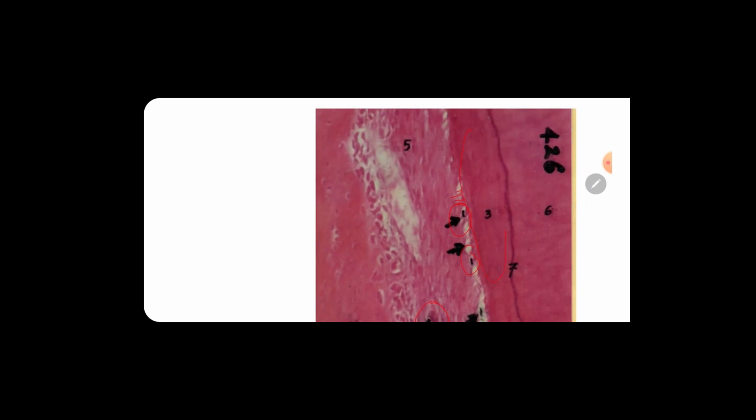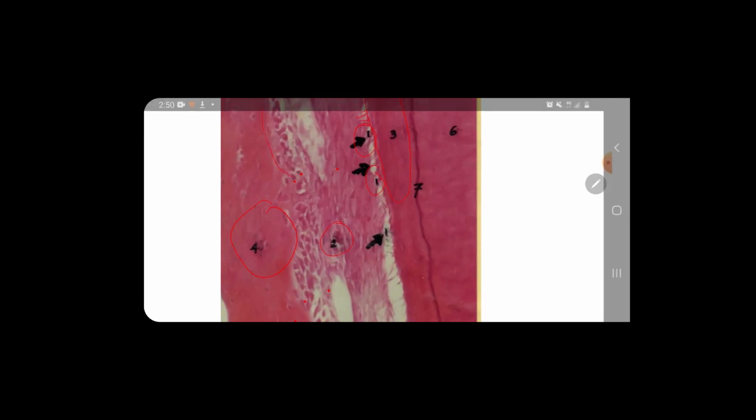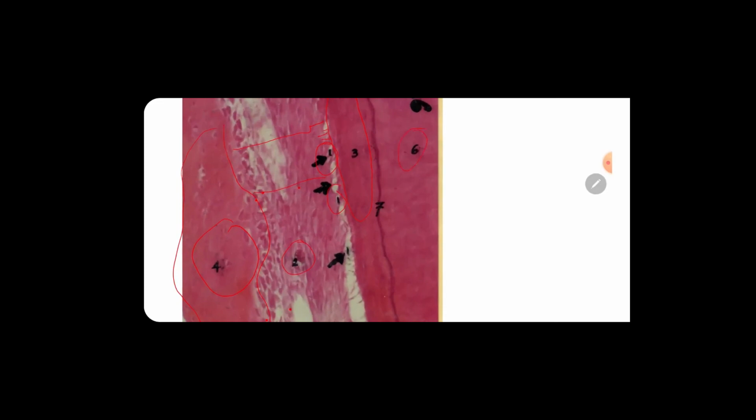This is cementum with the cells. And then we have number 4, alveolar bone. See, this is all alveolar bone. And then number 5, periodontal membrane. This part is periodontal membrane. Mostly it consists of connective tissue. And then number 6 is dentin. And the last, number 7, dentino-cemental junction.